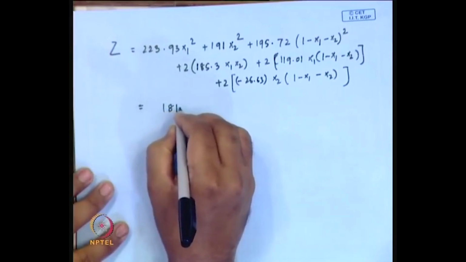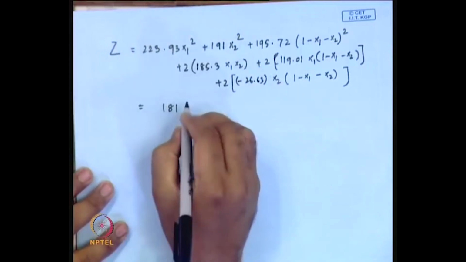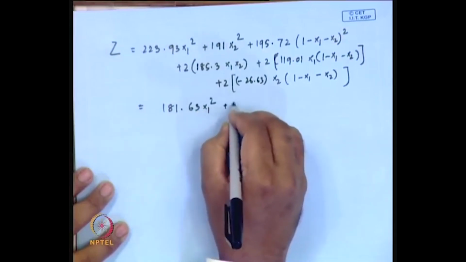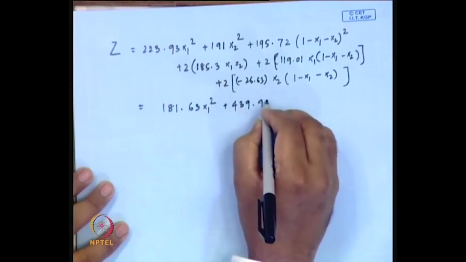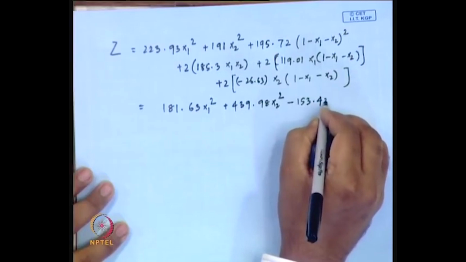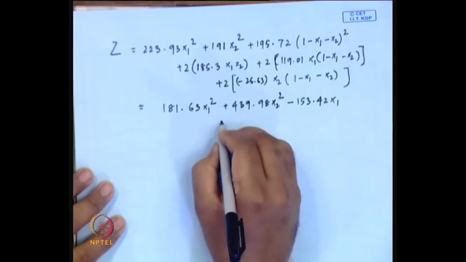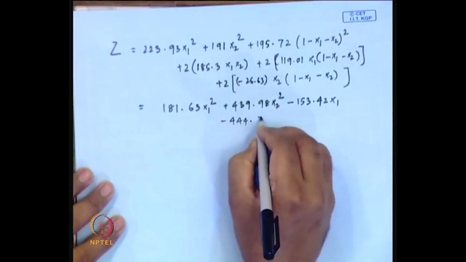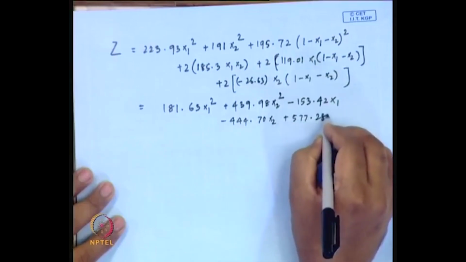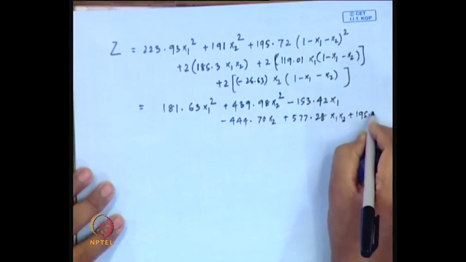We have arrived at this function. After the algebraic simplification, if you do this, then you will find 181.63 x1 square plus 439.98 x2 square minus 153.42 x1 minus 444.70 x2, plus 577.28 x1 x2 plus 195.72.